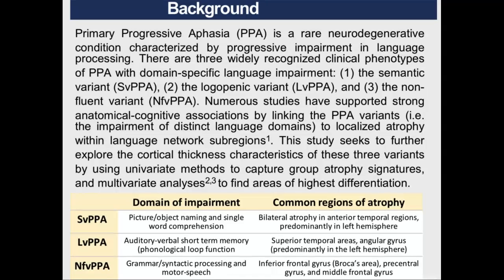PPA is a rare neurodegenerative condition characterized by gradual impairment in language processing. There are three main clinical subtypes of PPA: the semantic, logopenic, and non-fluent variants. These three variants have relatively distinct language deficits, particularly at early stages of the syndrome. Importantly, individuals from each of these subtypes often present with cortical atrophy in areas associated with the specific language domain that is compromised. For a brief summary of these PPA variant characteristics, please refer to the table in this background section.